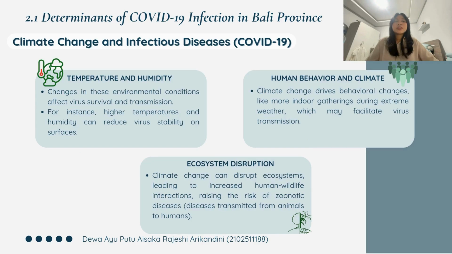Climate change can influence the spread of infectious diseases like COVID-19 in several ways. Changes in temperature and humidity can affect virus survival and transmission rates. For instance, higher temperatures and humidity levels can reduce the stability of some viruses on surfaces. Climate change can also lead to changes in human behavior, such as increased indoor gatherings during extreme weather, which can facilitate virus transmission. Additionally, climate change can disrupt ecosystems, potentially increasing human-wildlife interactions and the risks of zoonotic diseases.